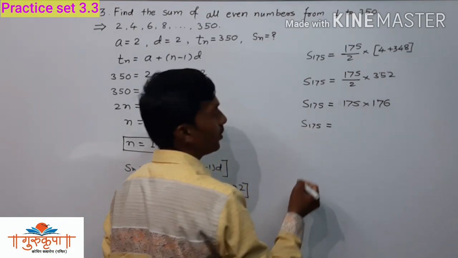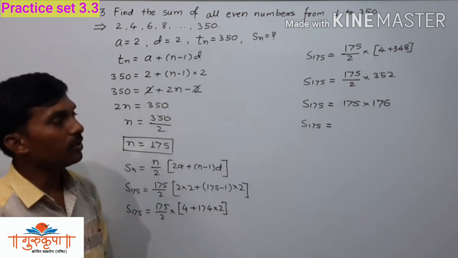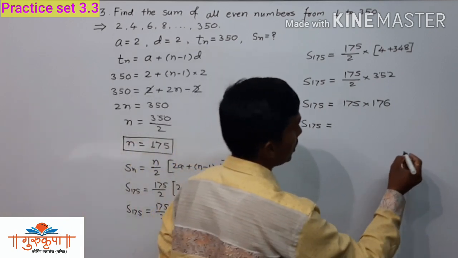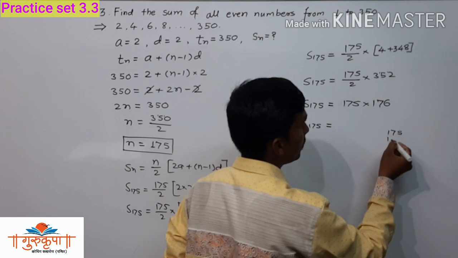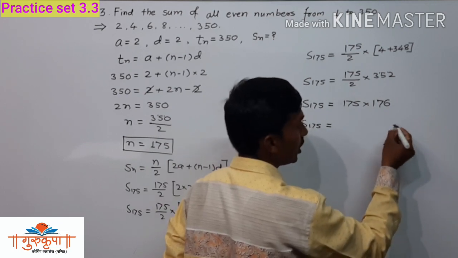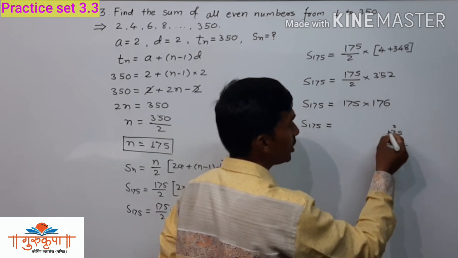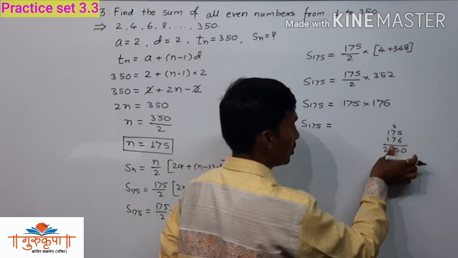S175. We have to take the product of 175 multiplied by 176. So we will take the product here. It's 175 into 176. 6 5s are 30, 3 carried, 6 7s are 42 plus 3, 45, 4 carried, 6 1s are 6 plus 4, that is 10.